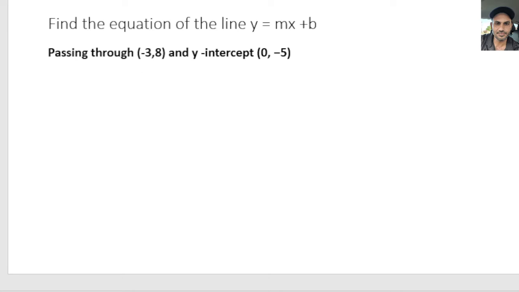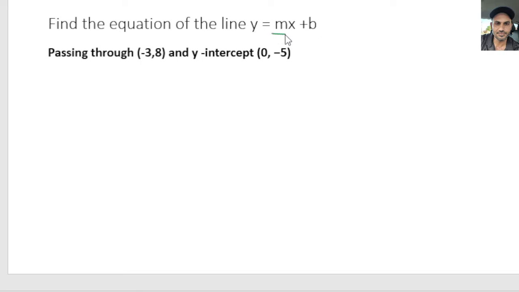Hello, welcome everyone. In this video, I'm going to go over some more examples of how to find the equation of a line when you're given certain information. So let's take a look at this. The first one we have is we want to find the equation of the line using this format, which is the slope-intercept form. y = mx + b.